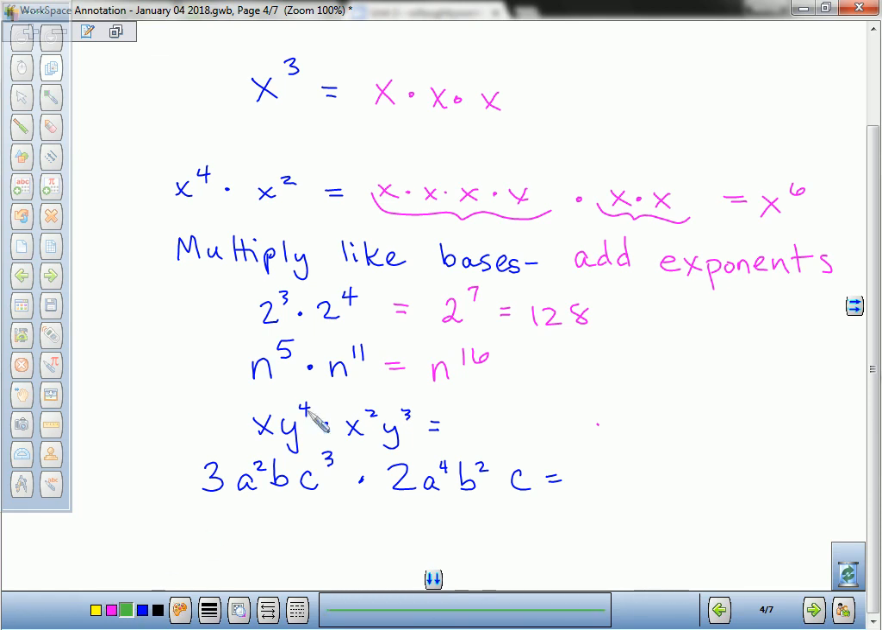Okay, so we have a problem that has multiple variables. We're just going to look at one at a time. This is x to what understood power? 1. That's right. It's x to the first. Times x squared makes x to the 3rd. And then we have y to the 4th times y cubed is y to the 7th. So that's our answer. Our answer is x cubed y to the 7th.